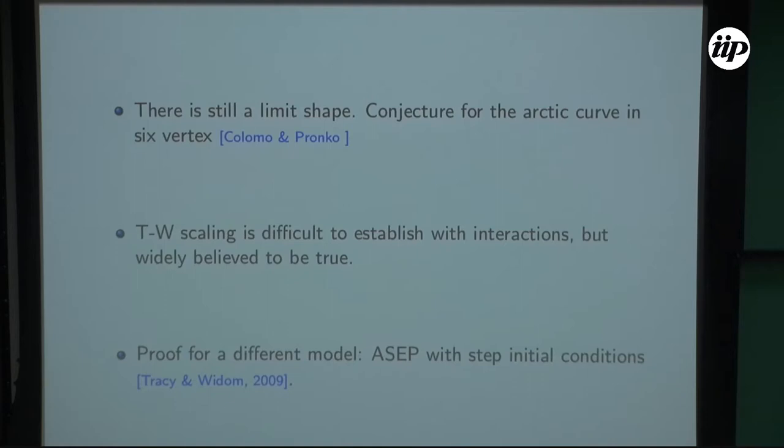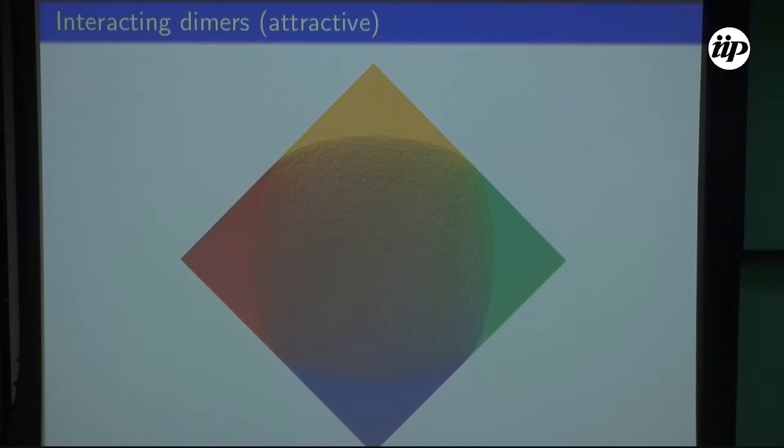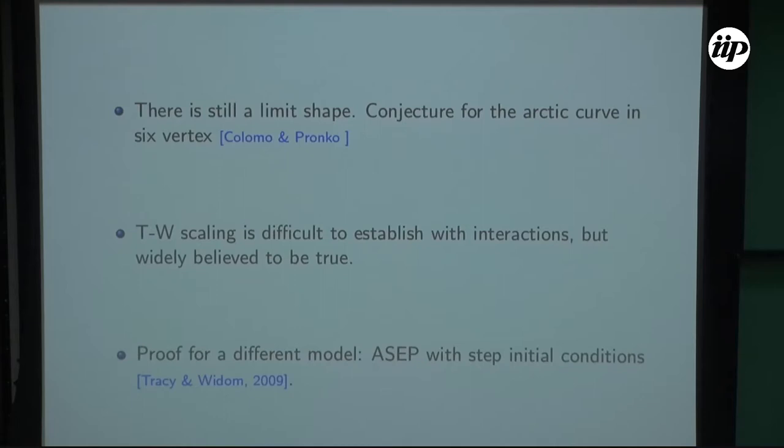For example, if I take this model here, there is no real hope to prove that fluctuations at the edge go to Tracy Widom, even though it's widely believed to be true because there is some universality behind this.